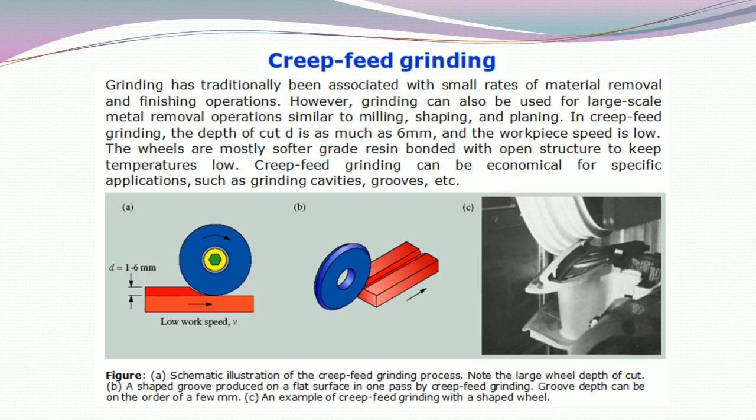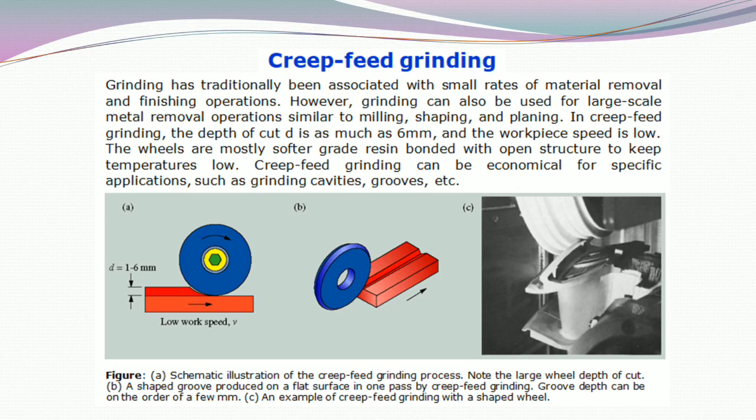and the workpiece speed is low. The wheels are mostly softer grade resin bonded with open structure to keep temperatures low. Creep feed grinding can be economical for specific applications such as grinding cavities, grooves, etc.